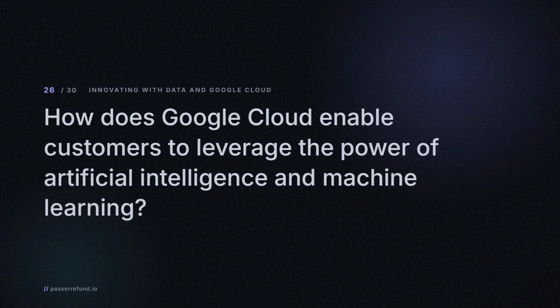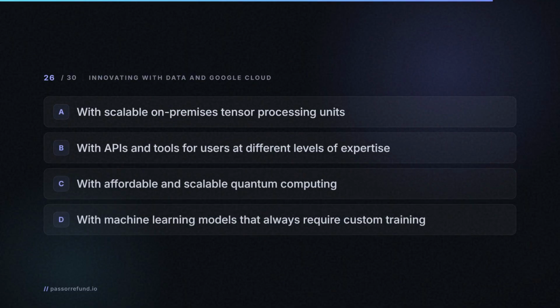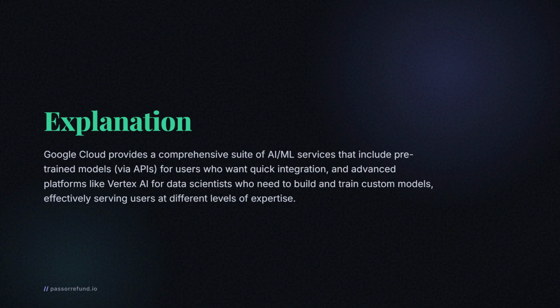Here's a good one. How does Google Cloud help customers use the power of artificial intelligence and machine learning? The right answer is B. Google Cloud offers a whole bunch of AI and ML services. They have pre-made models, through APIs, for folks who just want to quickly plug things in. And for data scientists who need to build and train their own custom models, there's Vertex AI. So, it really works for people at all different skill levels.